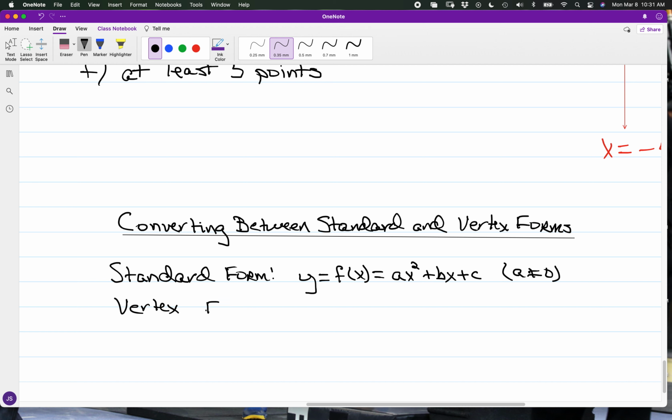Again, with the vertex form, you have y is equal to f of x is equal to a times the square of x minus h, followed by k. And again, for there to be a square term, we cannot have a be equal to 0 either.